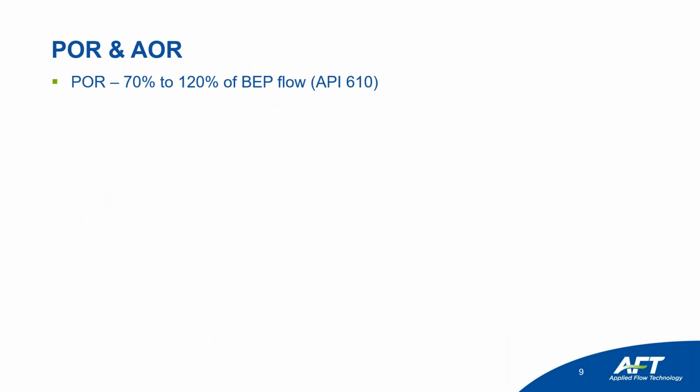But POR, it's a region. It's different than BEP because you've got a point and then you've got a region, right? And POR is defined as 70% to 120% of BEP flow according to API 610. Now, there are other standards that will tell you differently, and it depends on the specific speed of the pump. It could be 80% to 110%, it could be 90% to 110%. So it depends on what standard you are subscribing to. I use API 610 just because it gives the widest region, and I know it's not realistic that you're always going to be operating at BEP. So I like to give a little cushion room, so does API apparently.